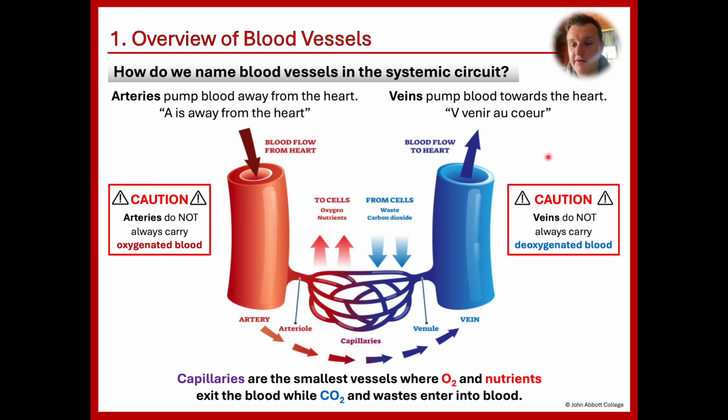So same thing here. Veins do not always carry deoxygenated blood. They're not always blue, deoxygenated. In the case of the lungs, it would be different. It would be oxygenated blood coming back to the heart. And we're going to see this in a bit. I just wanted to put this caution note because it's one of the biggest misconceptions, and you will have some difficulty with that in the beginning.